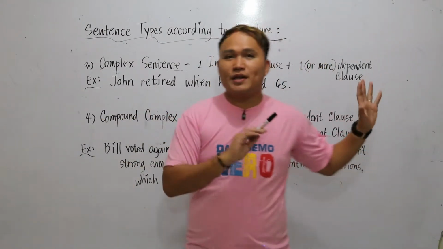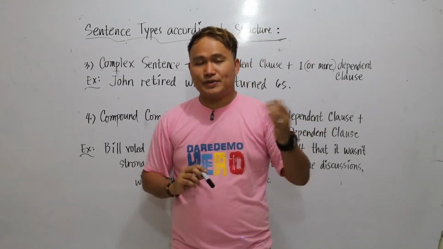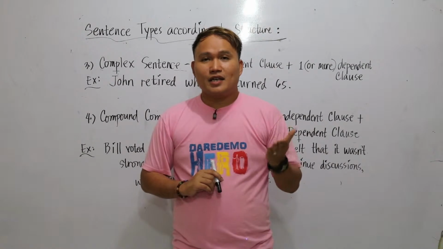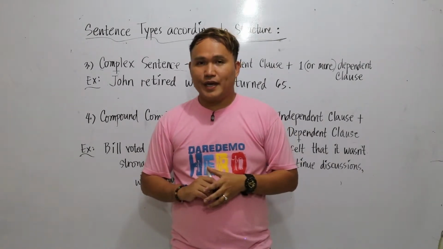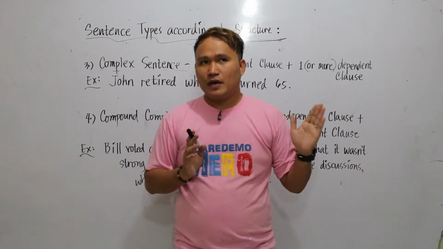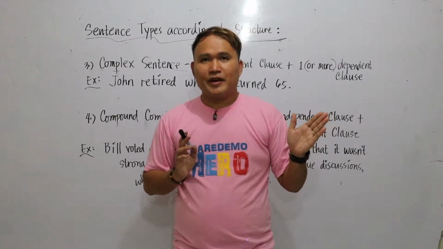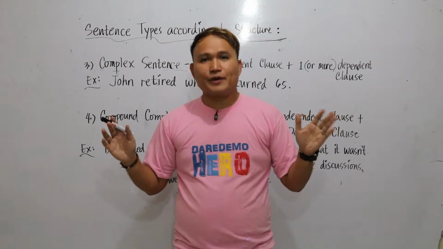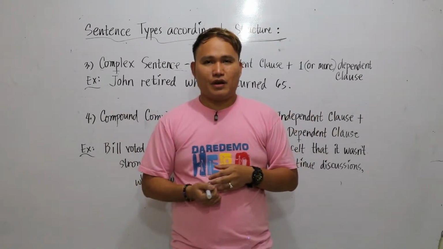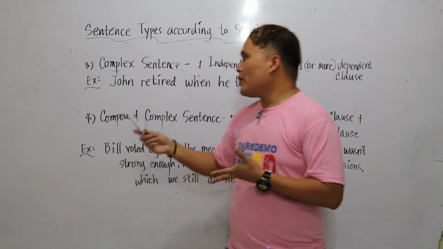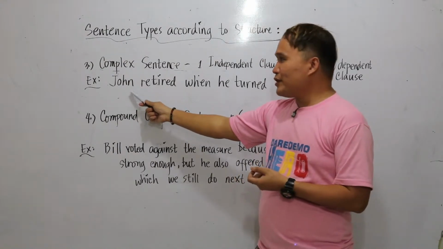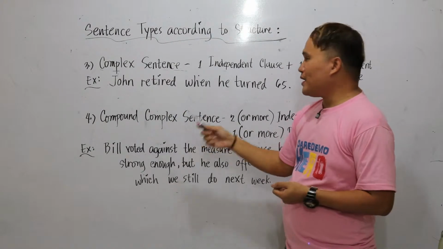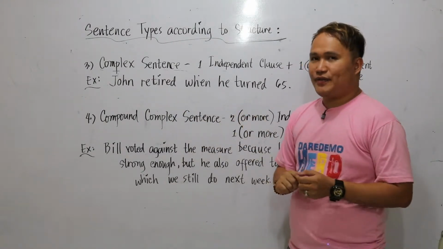Oh, by the way, what is a dependent clause? Anyone knows? Very good. It's a clause that cannot stand alone. So it needs another clause to pair it with for that whole sentence to express a complete meaning or thought. Okay? So there you go. We'll have an example here, so let's read all together. John retired when he turned 65.